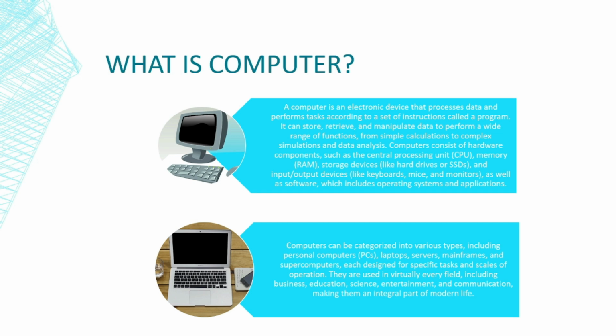Then second generation of computers. The second generation of computers used transistors instead of vacuum tubes. A transistor is a smaller, more reliable, and more energy efficient device compared to a vacuum tube. This advancement made computers smaller, faster, and more affordable. Then we had third generation of computers.